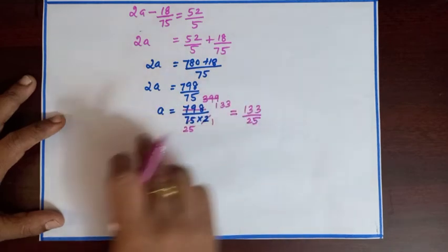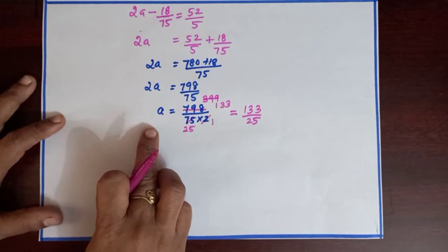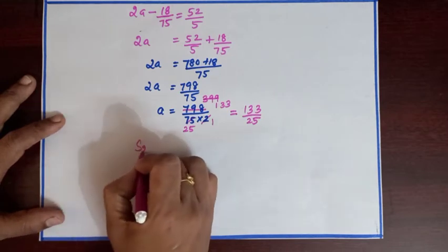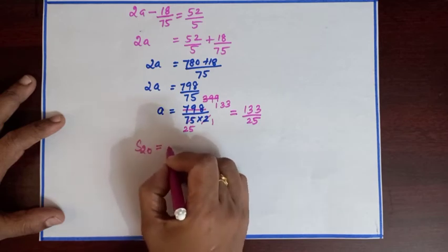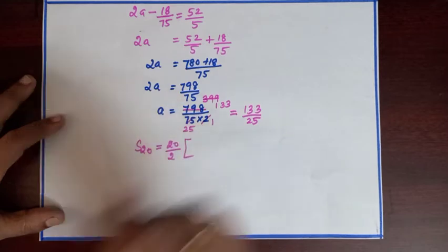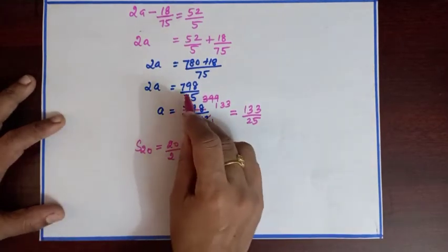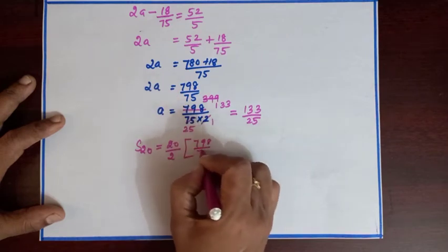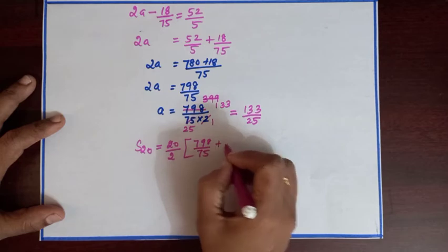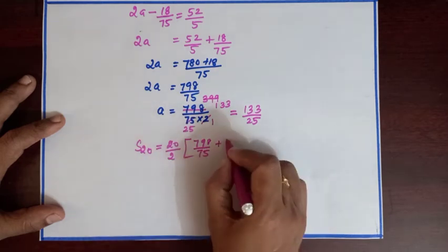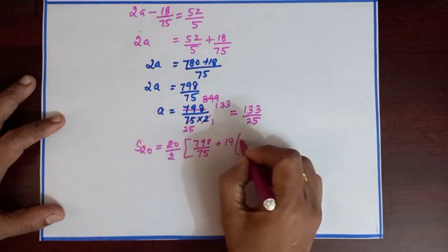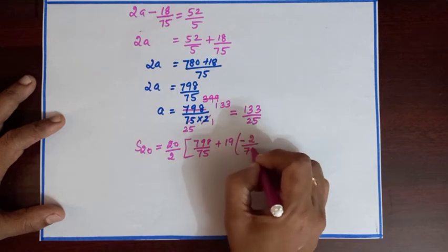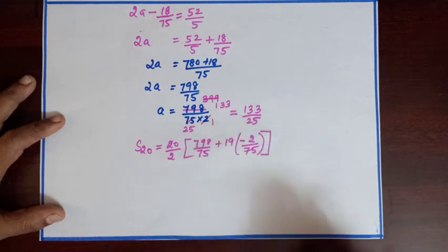Now we found the values for a and d. Next we need to find the sum of the first 20 terms, that is S20. S20 equal to n is 20 by 2 into 2a, which is 798 by 75, plus n minus 1. n is 20, 20 minus 1 is 19, into d. The d value is minus 2 by 75. Now we have to simplify this.